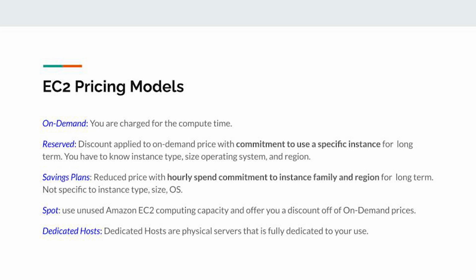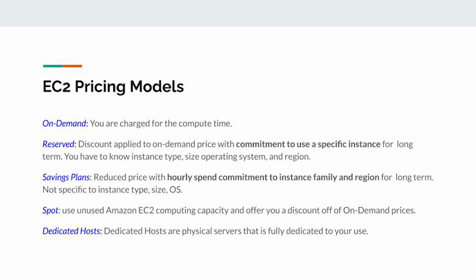So unlike reserved instances, you don't need to specify upfront what EC2 instance type, size, OS, and tenancy to be used to get a discount. Similar to the reserved model, the term can be 1 year or 3 years. This term commitment results in savings of up to 72% compared to on-demand rates.